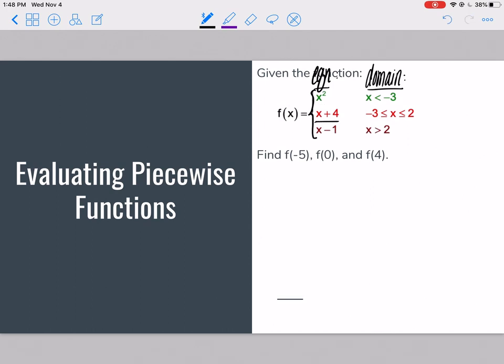The second equation is f of x equals x plus 4. That's when x is between negative 3 and 2. And then the third equation is f of x equals x minus 1, and that's when x is greater than 2. So let's find these 3 values.